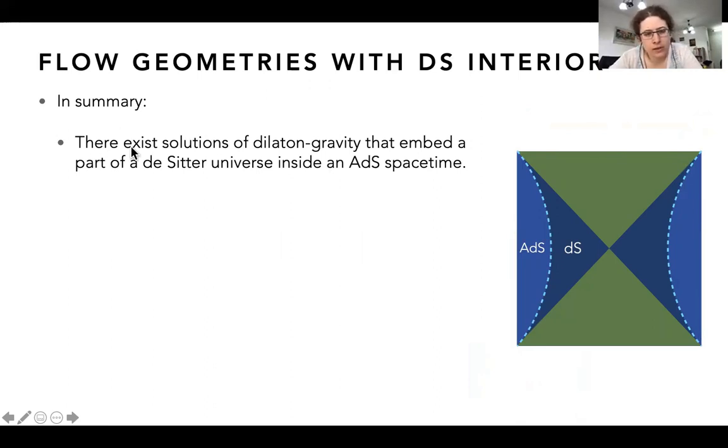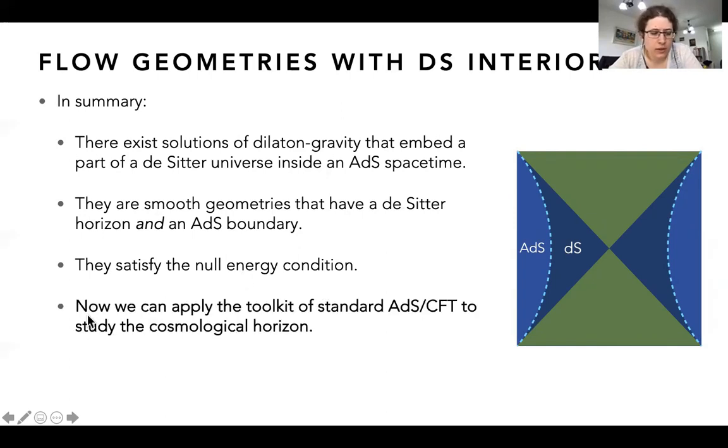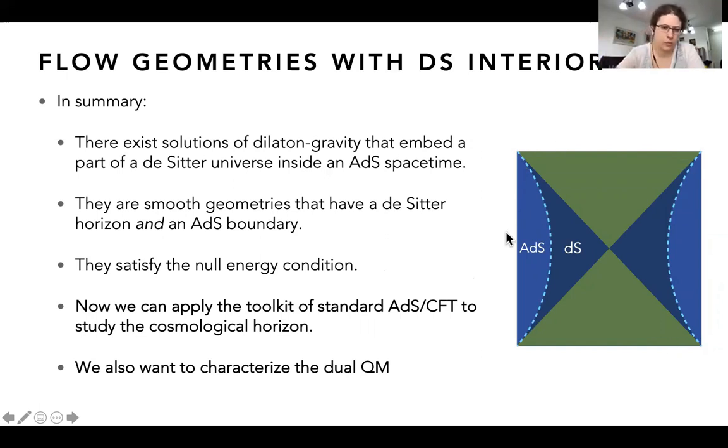So to summarize, there exist solutions of dilaton gravity that embed a part of a de Sitter universe inside an ADS spacetime. They are smooth geometries that have a de Sitter horizon and an ADS boundary. They satisfy the null energy conditions, and now that we have them, we can actually apply the toolkit of standard ADS/CFT to study the cosmological horizon. So, in particular, at the moment, we just constructed these geometries at this point in the talk.